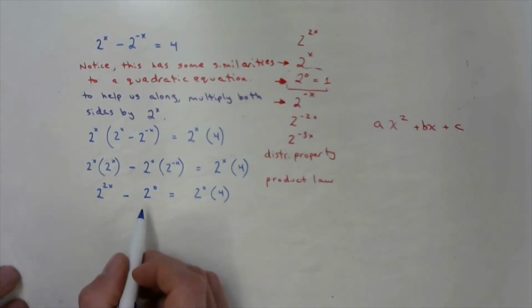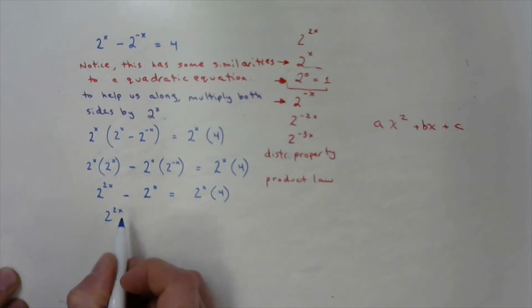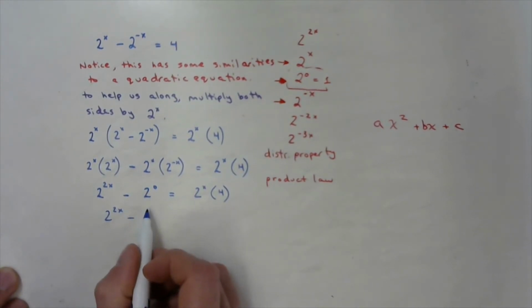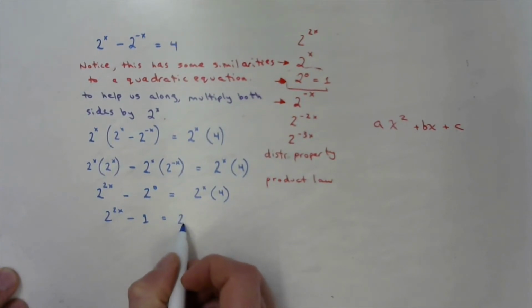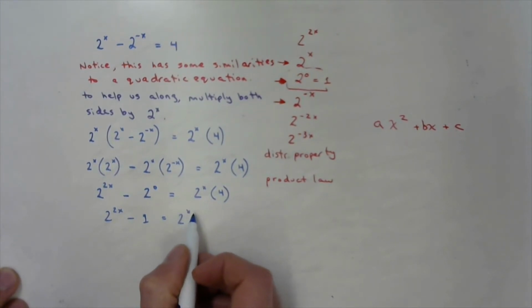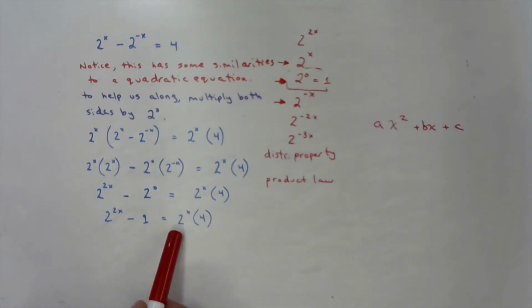Okay, we can simplify this one step further. Anything to the power of 0 is 1. So we got 2 to the power of 2x minus 1 equals 2 to the power of x times 4. So now this is a quadratic equation in which the variable for the quadratic equation is actually 2 to the power of x.